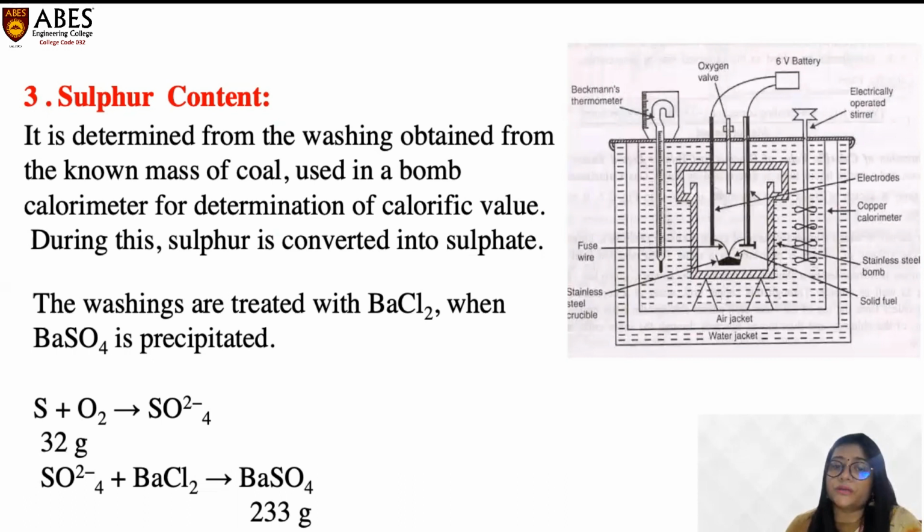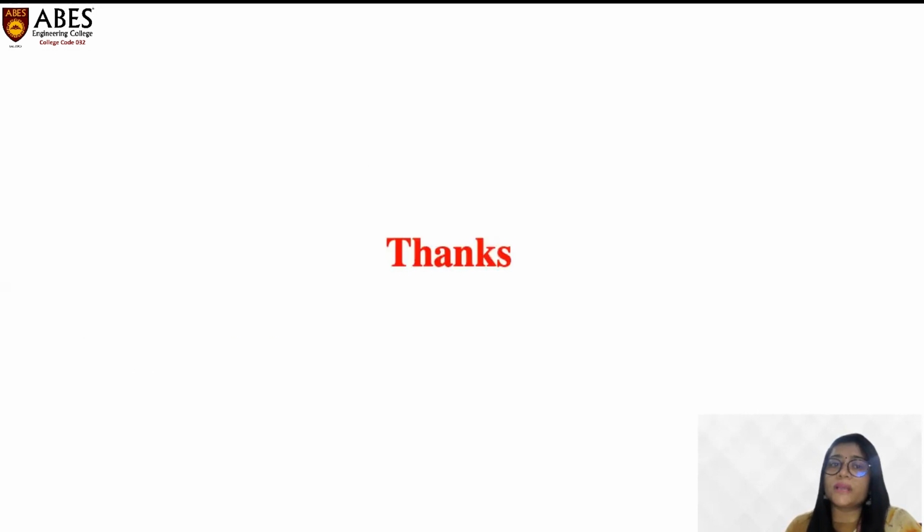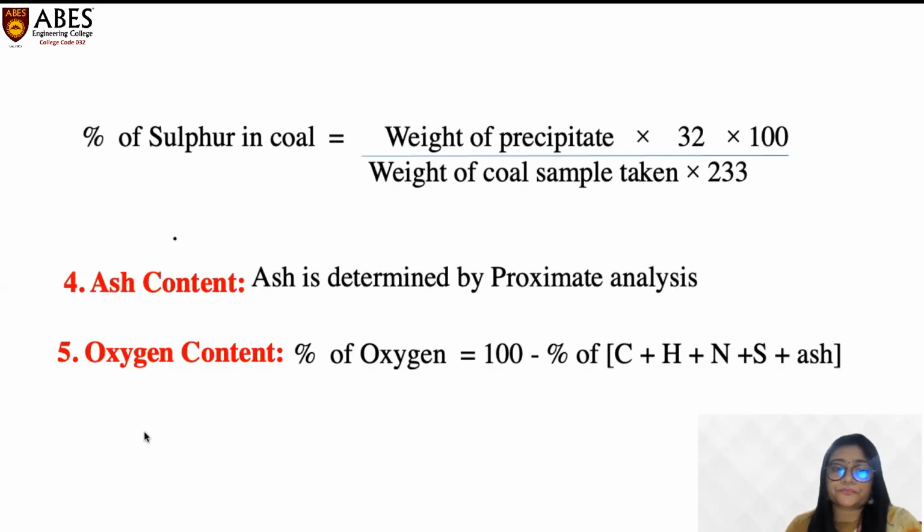We'll wash it, dry it up to a constant weight, and then use this weight in this formula: weight of precipitate, suppose the weight was 2 grams, upon weight of coal sample, that is 1 gram, into 32, that is the weight of sulfur, upon 233, that is the weight of barium sulfate, into 100. That way, for the percentage of sulfur calculation, we'll get the value of it.